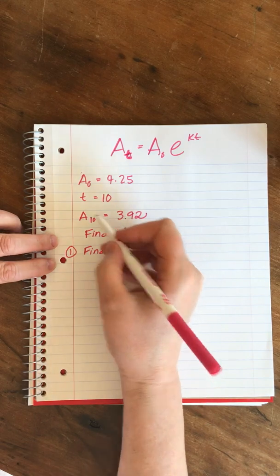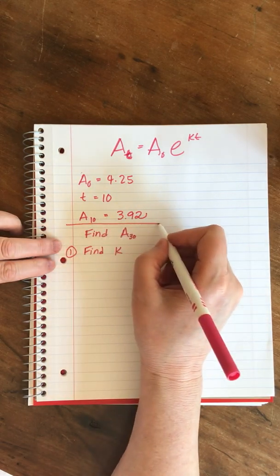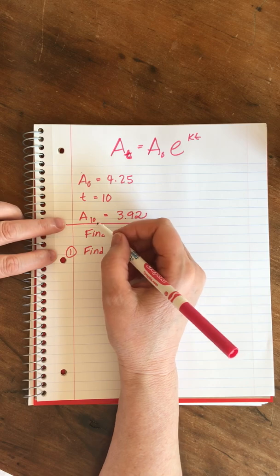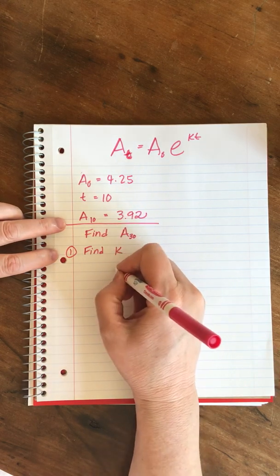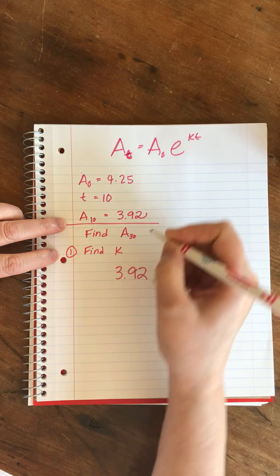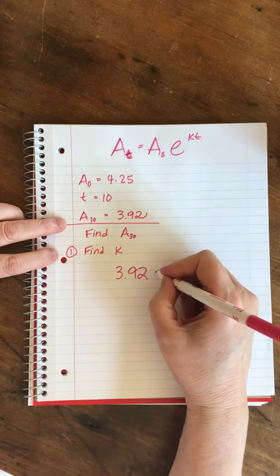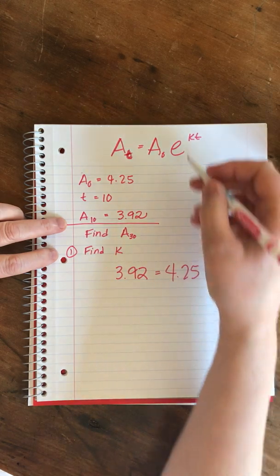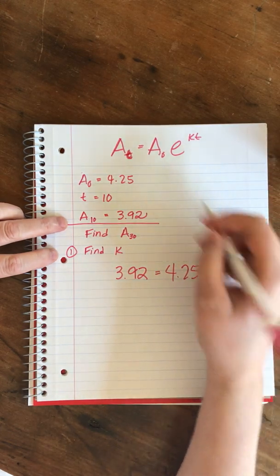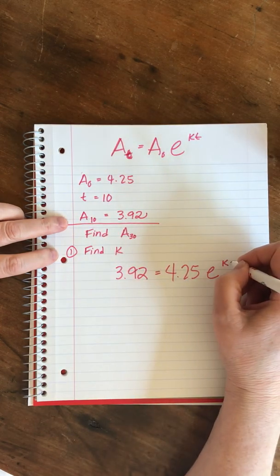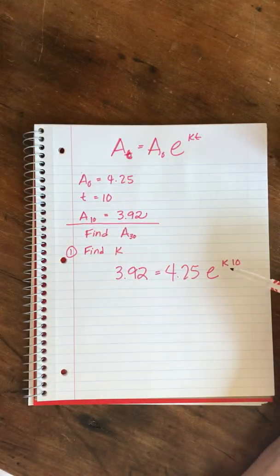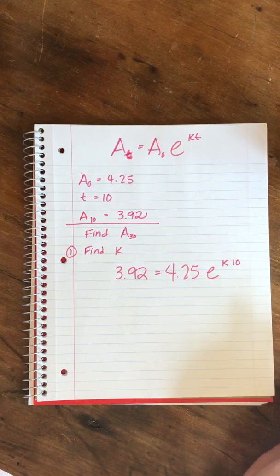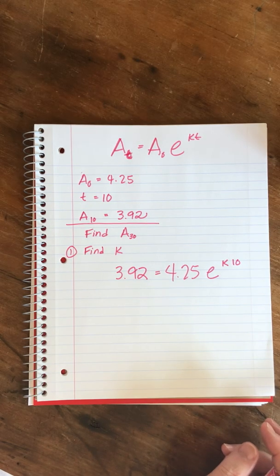So we start with the first bits of information and we use this to solve. 3.92 is the amount after 10 years, which equals the original amount, 4.25, times e to the k times the time, which is 10. And we end up with this formula. We always end up writing the number after the letter, which always bugs me, but we'll fix that as we go. All right, looks good.